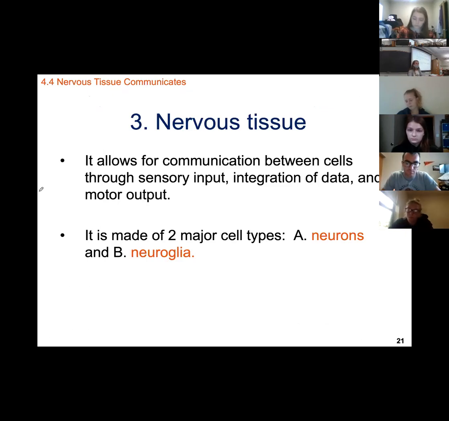All right, we're moving on to nervous tissue. It's that third type of tissue. How are we doing on time? We're doing great. This allows for communication between your cells and your brain and your sensory input. This is the integration of data and motor output.